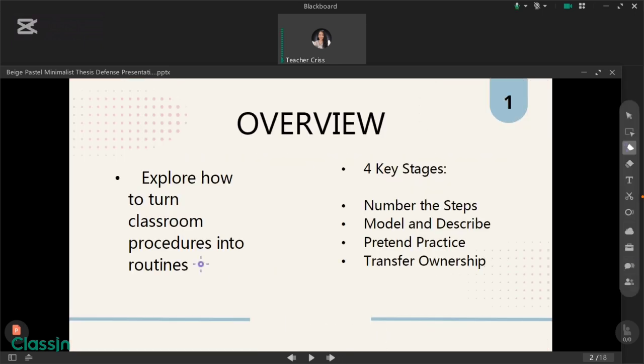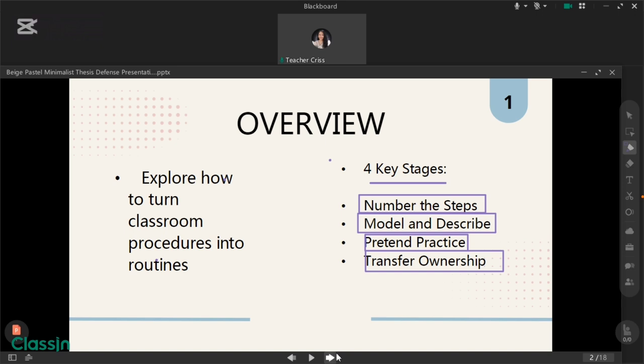Okay, so let's take a closer look at the coverage of today's lesson. We will explore how to turn classroom procedures into routines, and how to actualize these procedures into routines. The key stages involve: number the steps, followed by model and describe, pretend and practice, and the last one is transfer ownership.